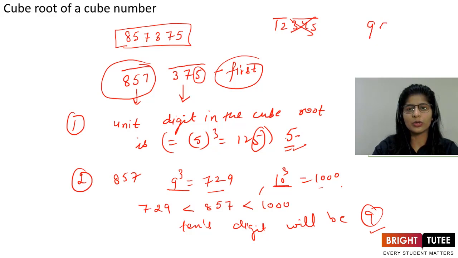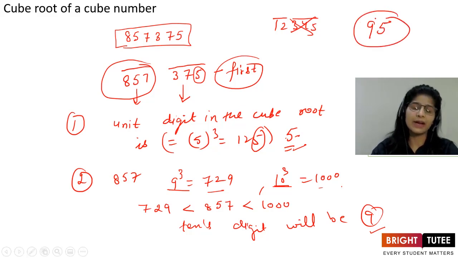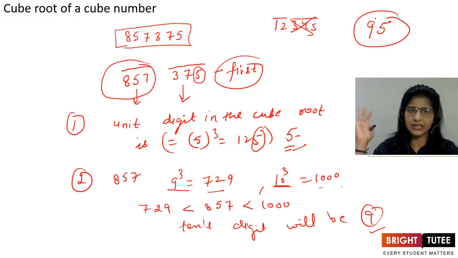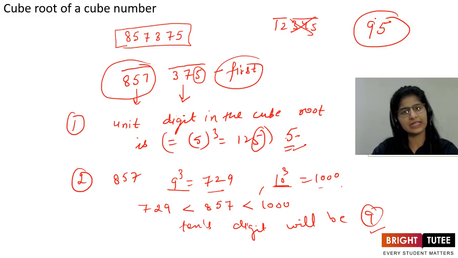So what is the cube root of this number? It is 95. I am again repeating what I have done. Whatever number you have, try to make groups of 3 digits starting from the last digit, that is 5 here. Now you get 2 groups. First is 375, second is 857. The unit digit in the cube root will be given by the first group, right? First group has the last digit as 5. When a cube ends with 5, the unit digit in the cube root will be 5.